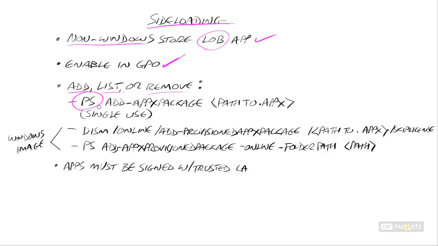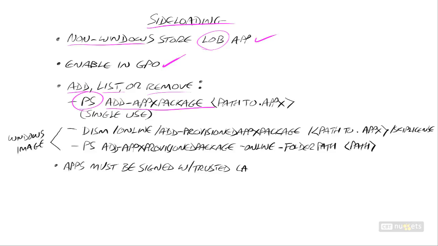If you want to use PowerShell, you'll choose the Add-AppxPackage commandlet. This would be useful if you had a single use. So I know that I want to install one of these apps only on this one Surface, on this one tablet. Then I could use that PowerShell commandlet just right there if I wanted to.